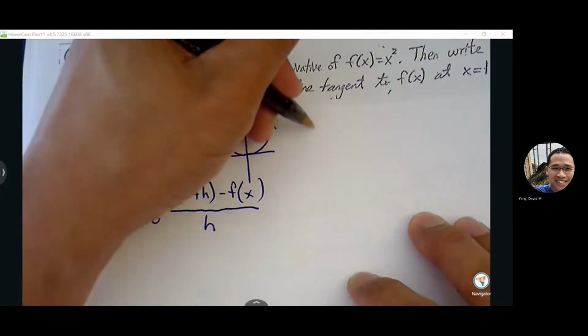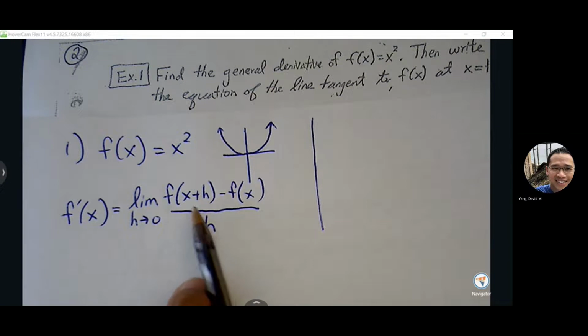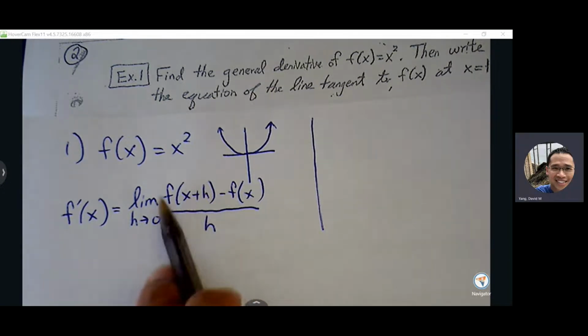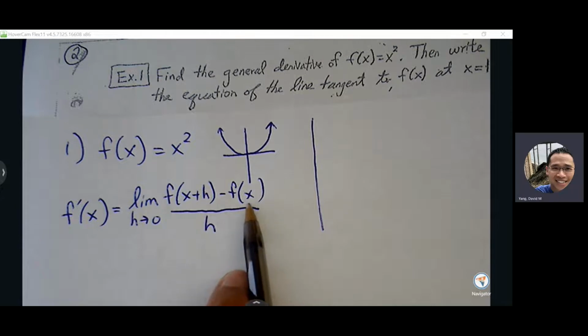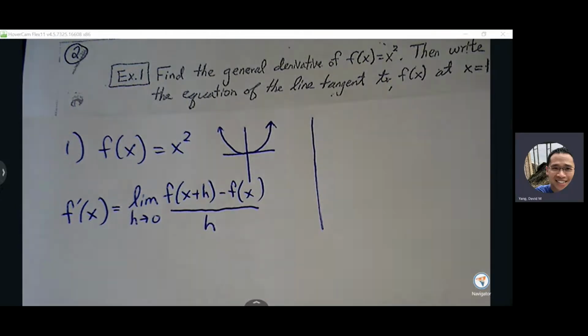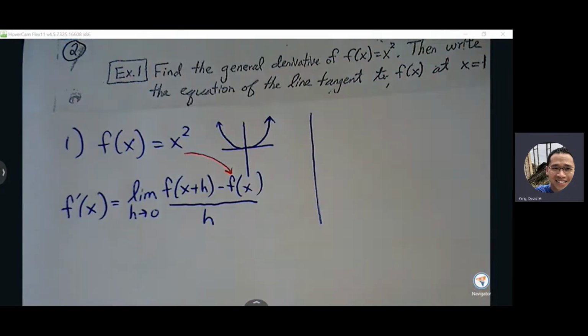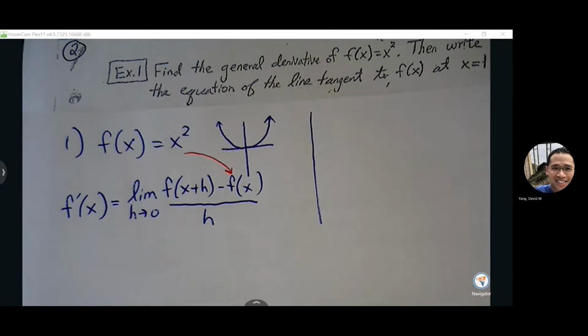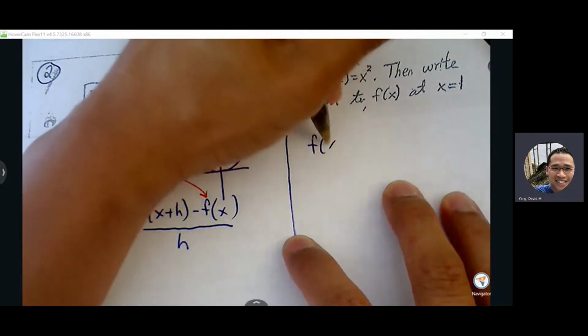Now, we're going to make some substitutions. This is the harder one to substitute, and we'll talk about that in a second. This is the easier one. What can I replace f of x with? x squared. So we know that's easy. I'm just going to put an arrow to it to indicate that's an easy substitution we're going to be able to make. But this f of x plus h, let's talk about this.